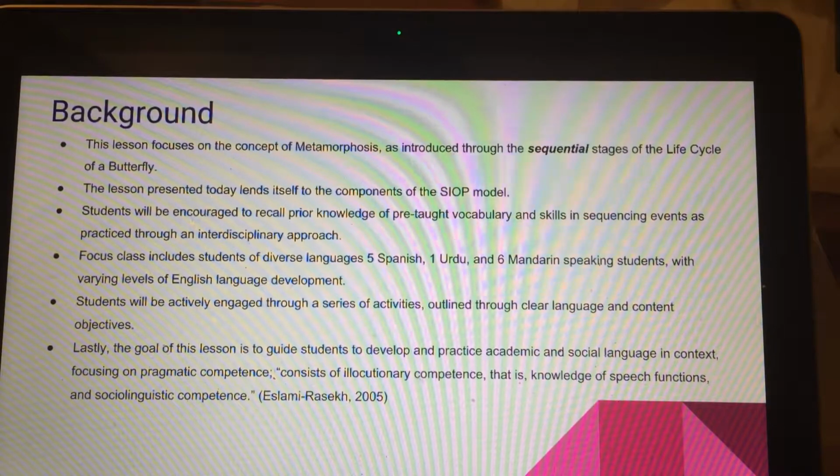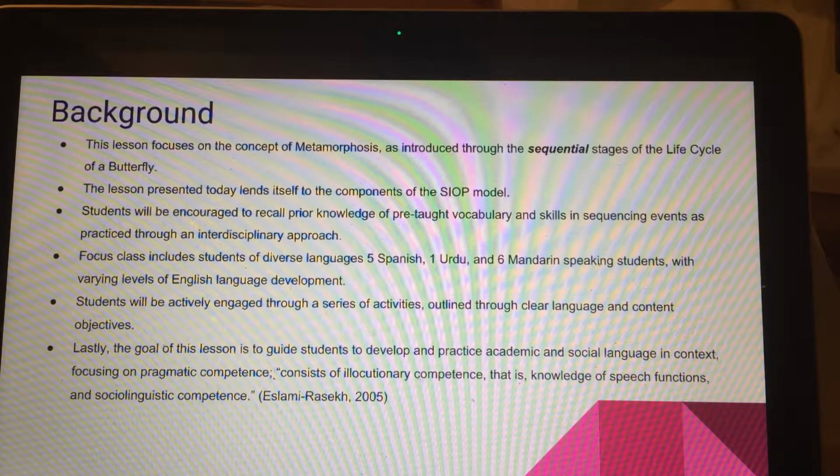The focus class represents a group of second grade students with diverse home languages, consisting of 5 Spanish-speaking students, 1 Urdu-speaking student, and 6 Mandarin-speaking students with varying levels of English language development, ranging from entering to expanding. The goal of this lesson is to promote pragmatic competence to guide students to develop and practice academic and social language in context.